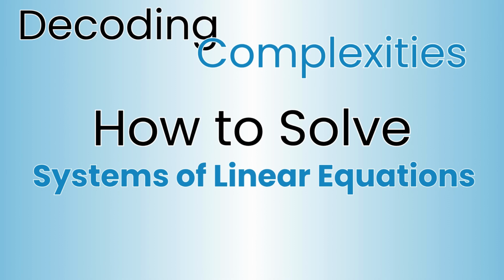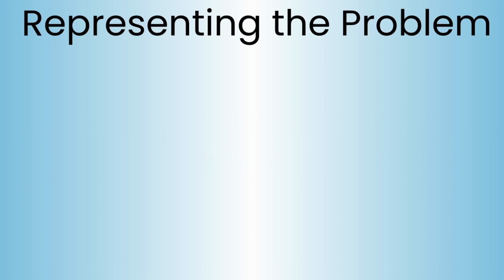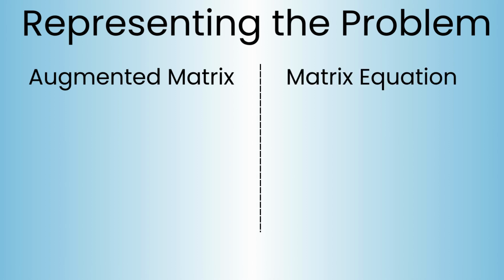A system of linear equations is a set of constraints. Our goal is to find the unique values for x and y that satisfy all constraints simultaneously. There are two primary ways to represent this problem for computation: one, the augmented matrix, and the other, the matrix equation.